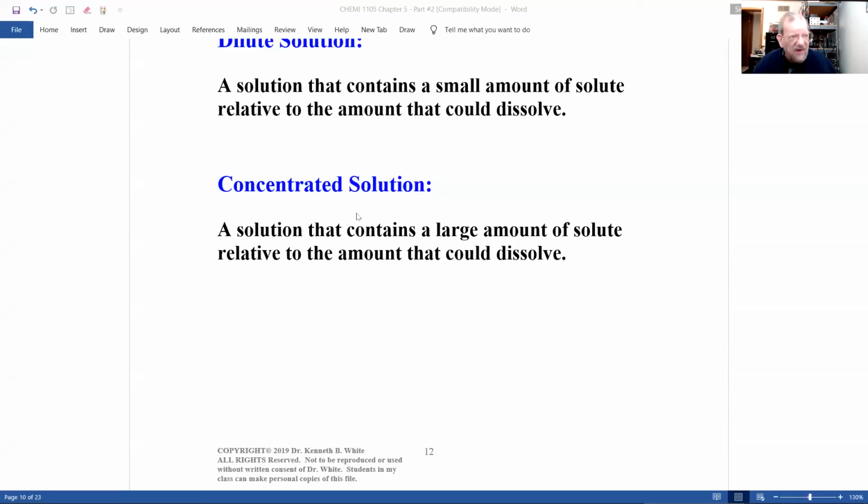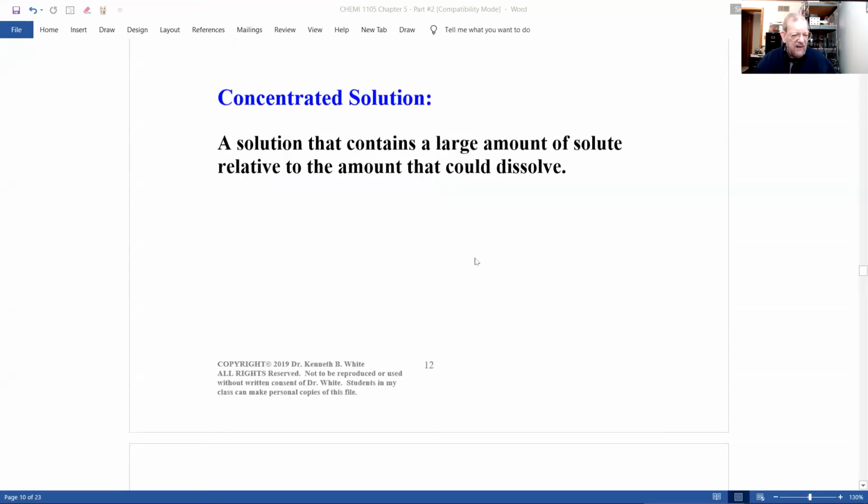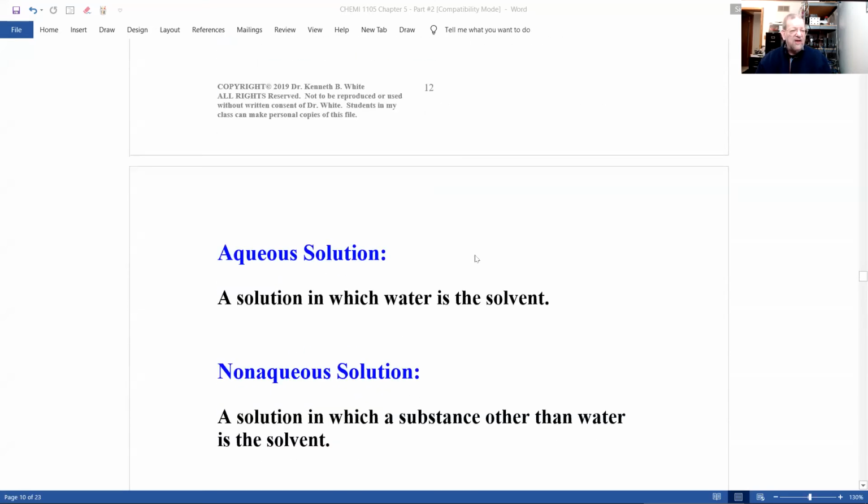All right, so a concentrated solution contains a large amount of solute relative to the amount that could dissolve. Now, this one right here is probably one of the most important things about solutions I'll teach you. Sorry, there was some dust on my tablet. Let's try on this side. And that's an aqueous solution. Aqueous comes from the Latin word aqua, water. And an aqueous solution is a solution in which water is the solvent.